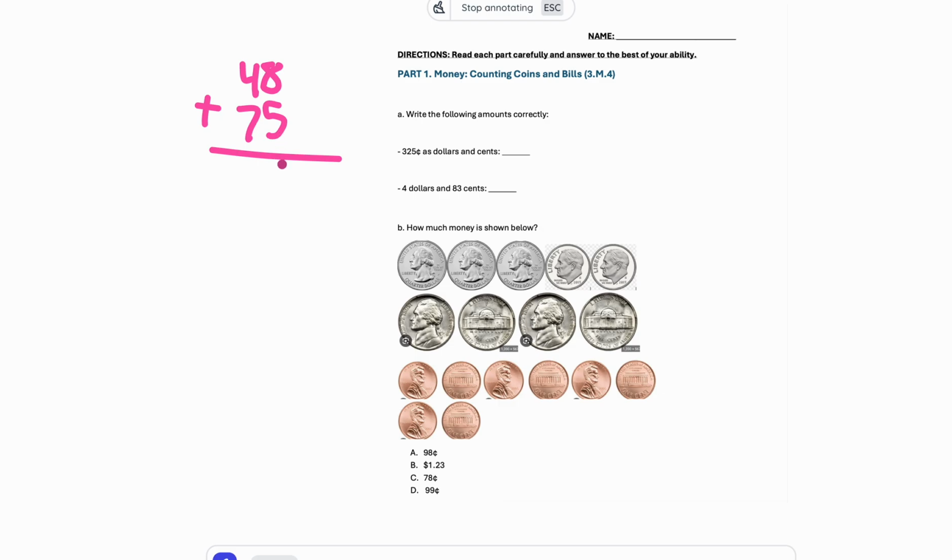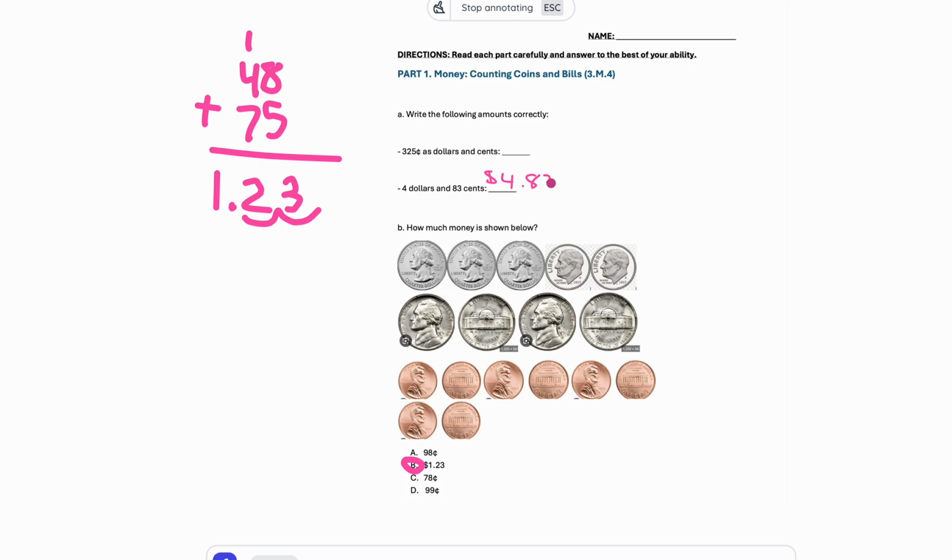So 8 plus 5 is equal to 13, right? So then I have 7 plus 4, which is equal to 11, plus another 1 is 12. 123 cents. Move my decimal point over. I've got $1.23. My correct answer was B. B. So your worksheet should look like this.